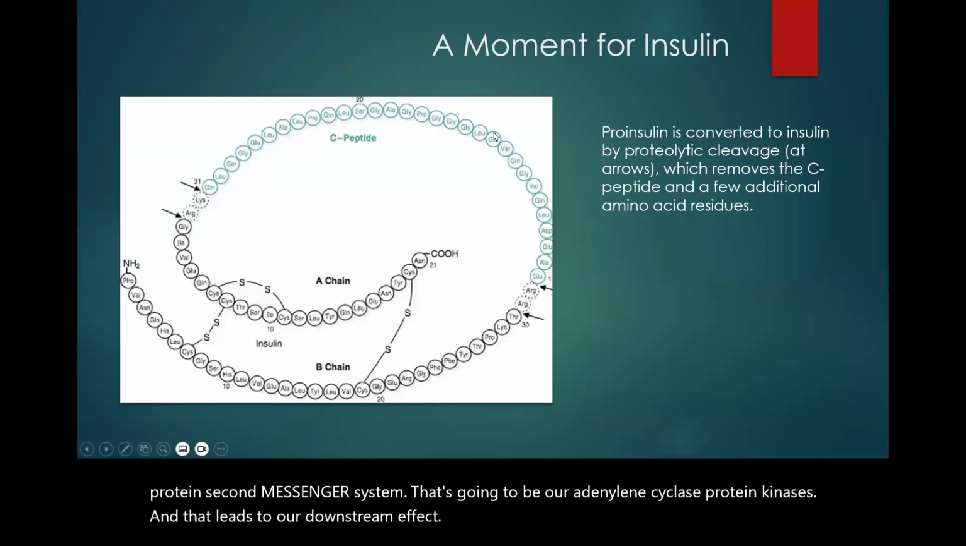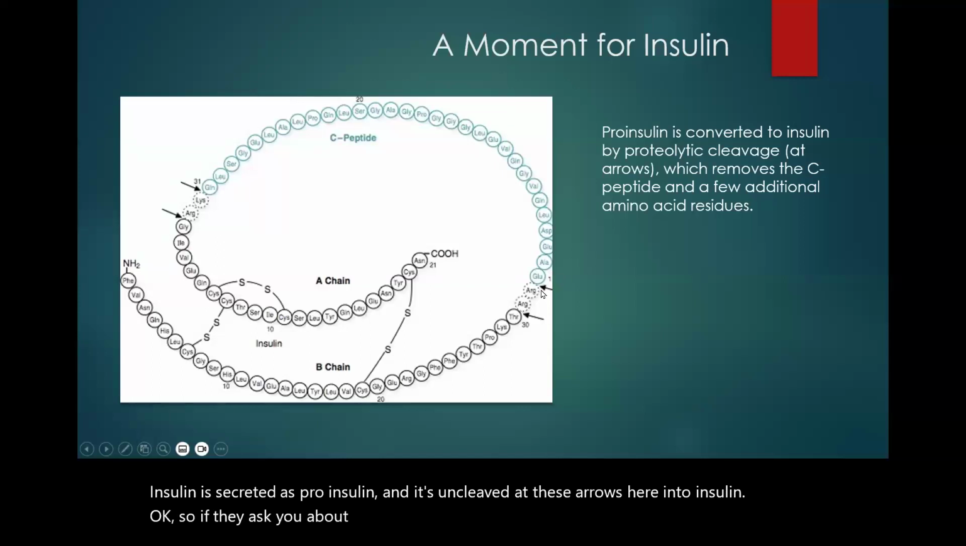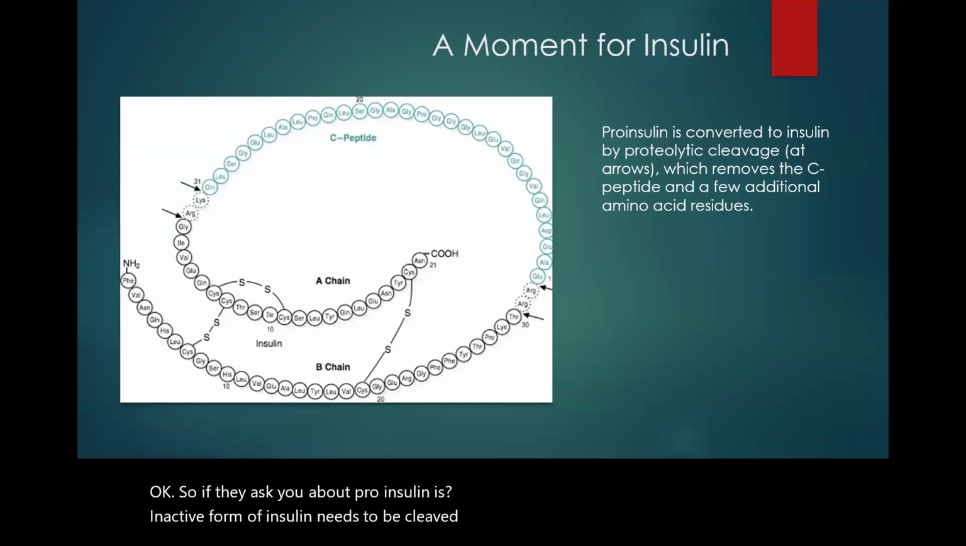Insulin is secreted as proinsulin, and then it's cleaved at these arrows here into insulin. So if they ask you about proinsulin, it's the inactive form of insulin, needs to be cleaved to create insulin, and then C-peptide is the component that's released.